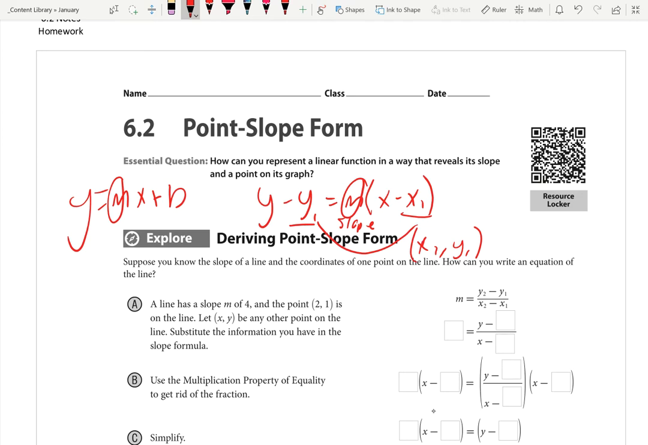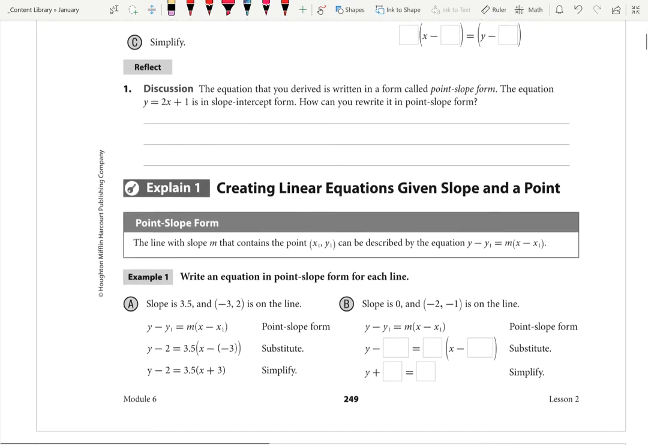And then the x and the y are just the same x and y that is always in the problem, even going back to the slope intercept form. But that is your point slope form. So what I want to do first is kind of get you used to what point slope form is.